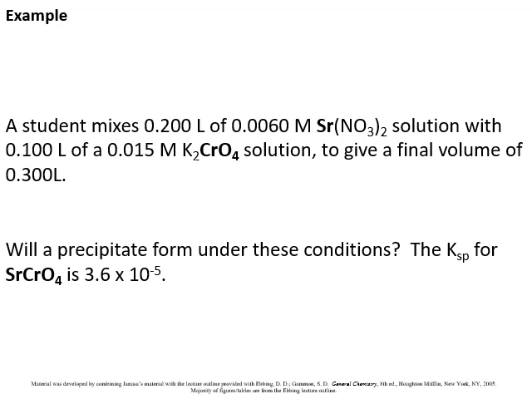All right, so we have to figure out the molarity of strontium nitrate and the molarity of potassium chromate first. To do that, we have to find how many moles we have of each and divide both of them by 0.3 liters because that's the final volume. Once we have those two molarities, then we'll use those in our expression.